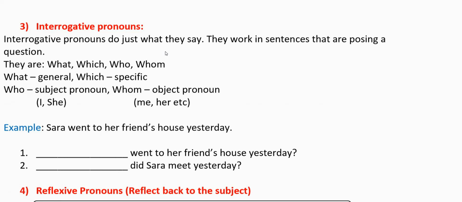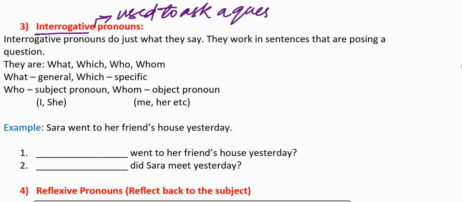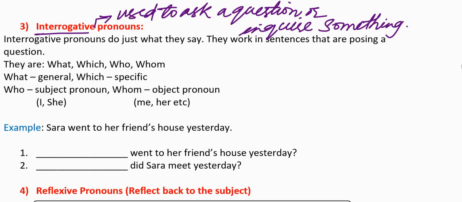Let us look at interrogative pronouns. As the name interrogative itself suggests, it means inquiry or interrogation or question. These are the pronouns which are used to ask a question or to inquire. Interrogative pronouns do what they say. They work in sentences that are posing a question. So we use interrogative pronouns in interrogative sentences. Here are some examples of interrogative pronouns. What are they? What, which, who, and whom.